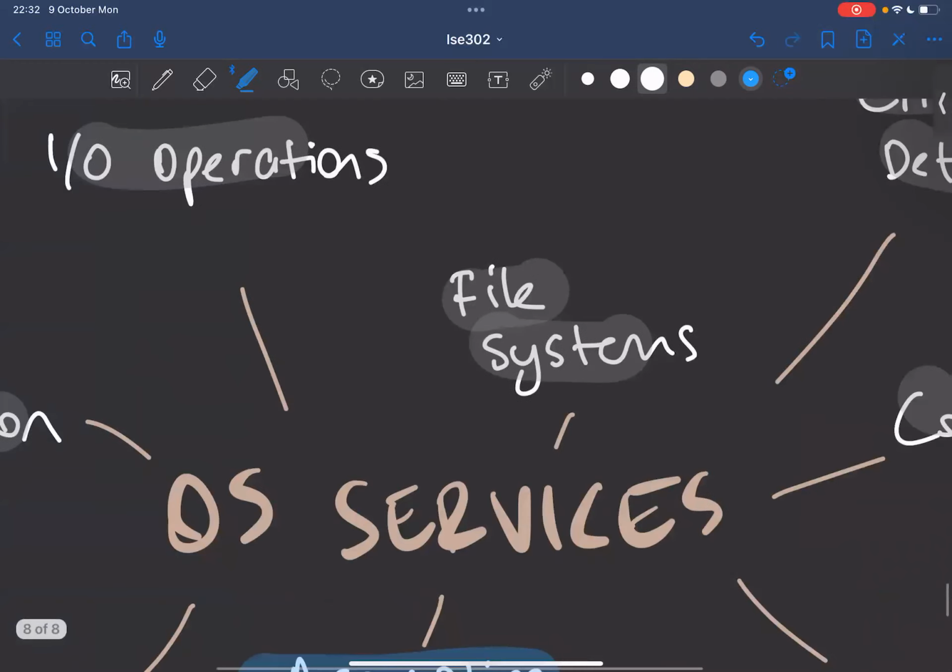And it also deals with files. Programs need to work with files or folders. The operating system helps by letting them read, write, create, and delete files and directories.